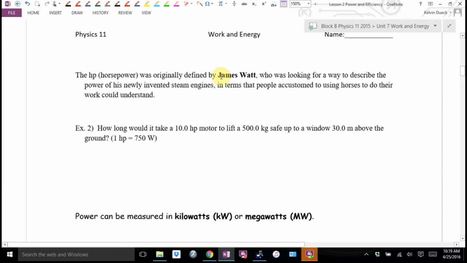So he was looking for a way to describe the power of his newly invented or improved steam engines in terms that people accustomed to using horses to do their work could understand. This engine has 2 horsepower. Oh, so it can lift the same amount of hay into the hayloft as 2 horses can. Gotcha. I can buy that.